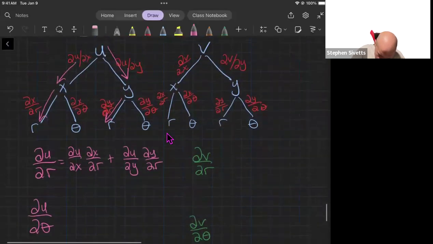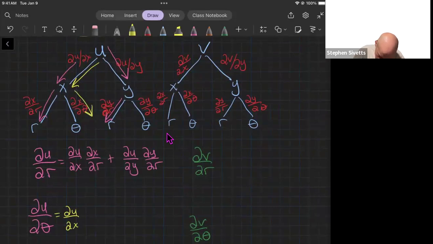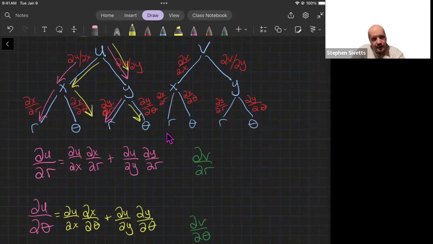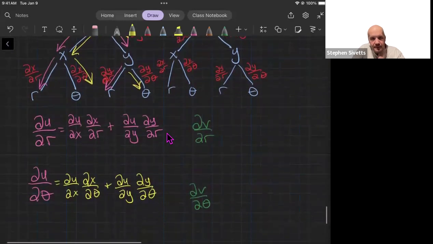Likewise for theta, we just do the same thing, right? Take the partial of u with respect to x, and then times the partial of x with respect to theta, plus partial of u with respect to y, times the partial of y with respect to theta, right? So over here, the partial of y with respect to theta.